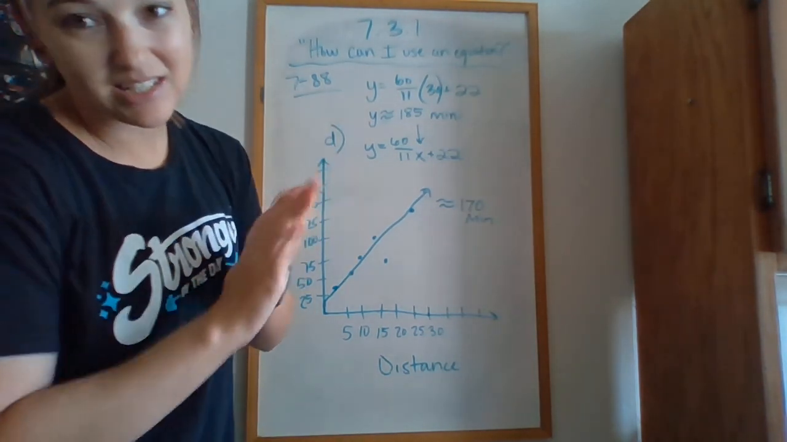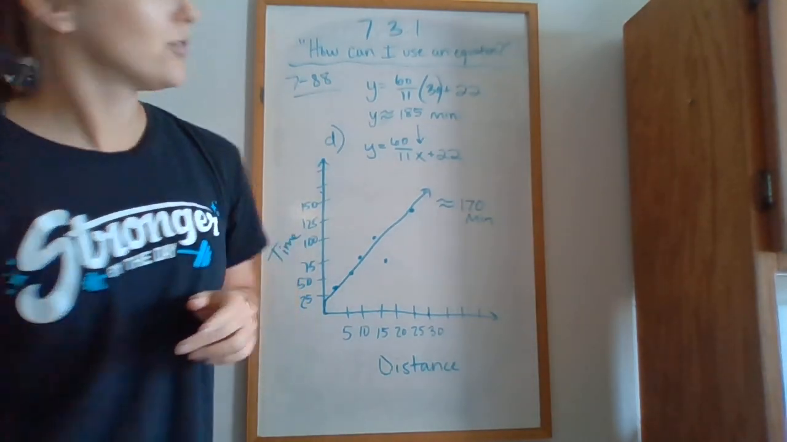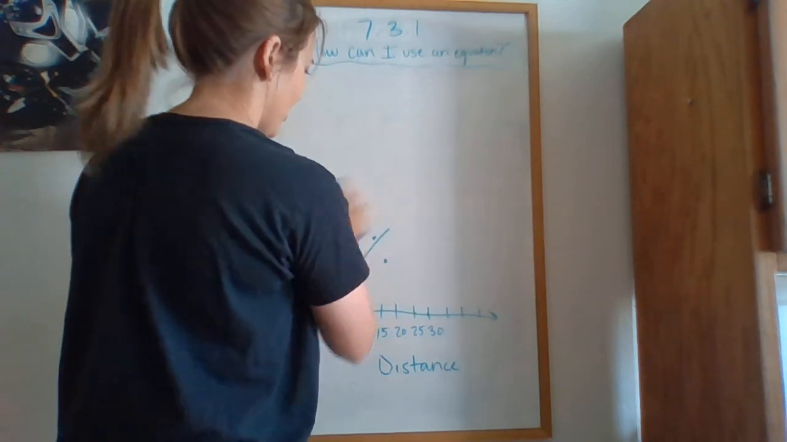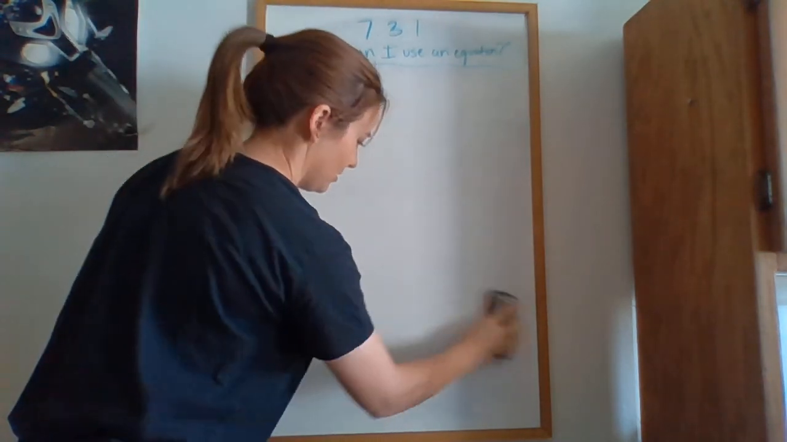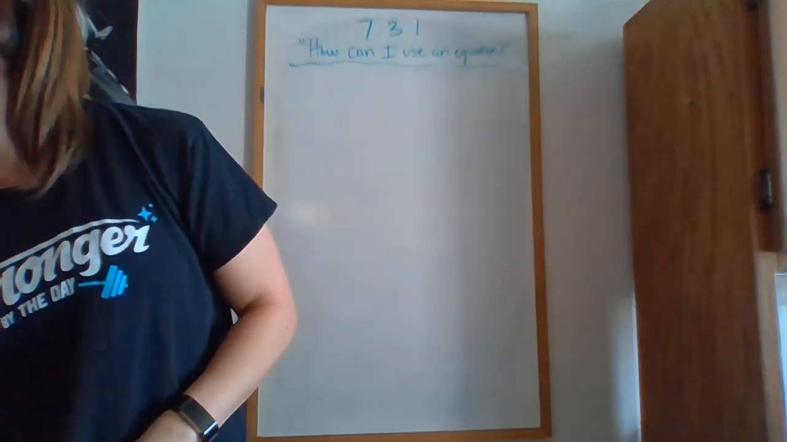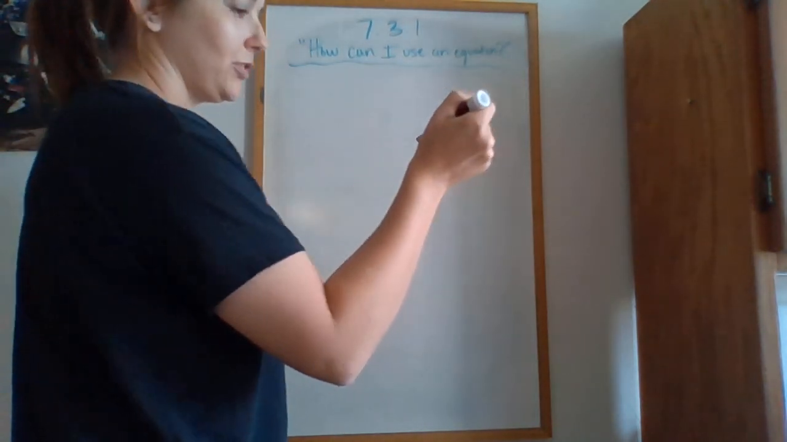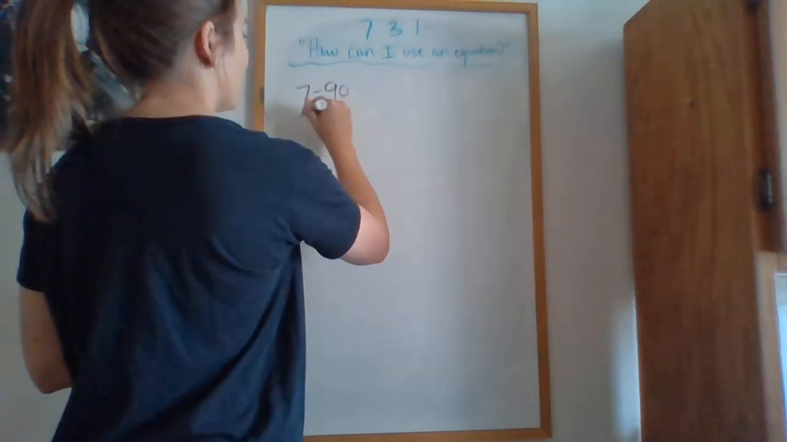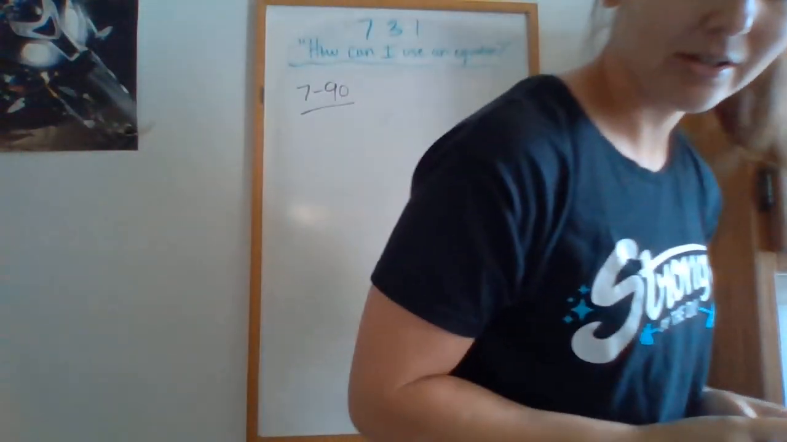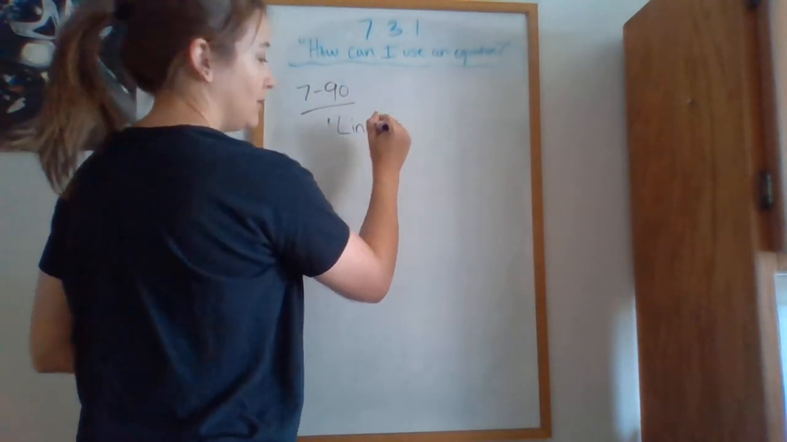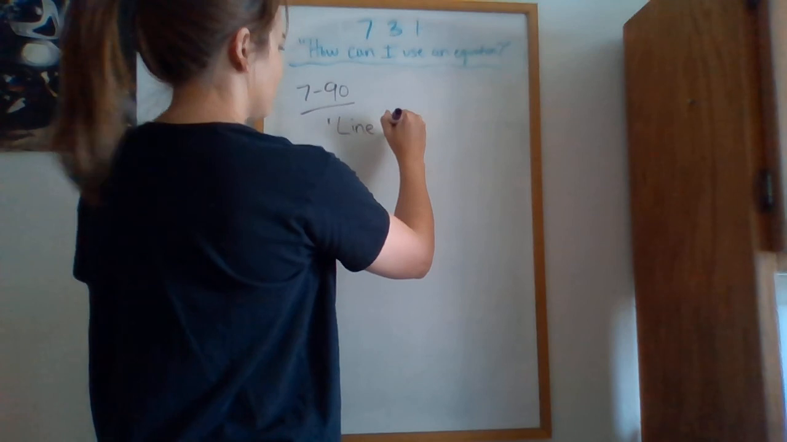And I didn't assign the learning log, but I'm just going to go over it really quick so we can summarize what we've been doing. I'm going to use purple. Hopefully it shows up. Okay, so 7-90. Oh, I already have it on my paper. I titled it Line from Data Points.